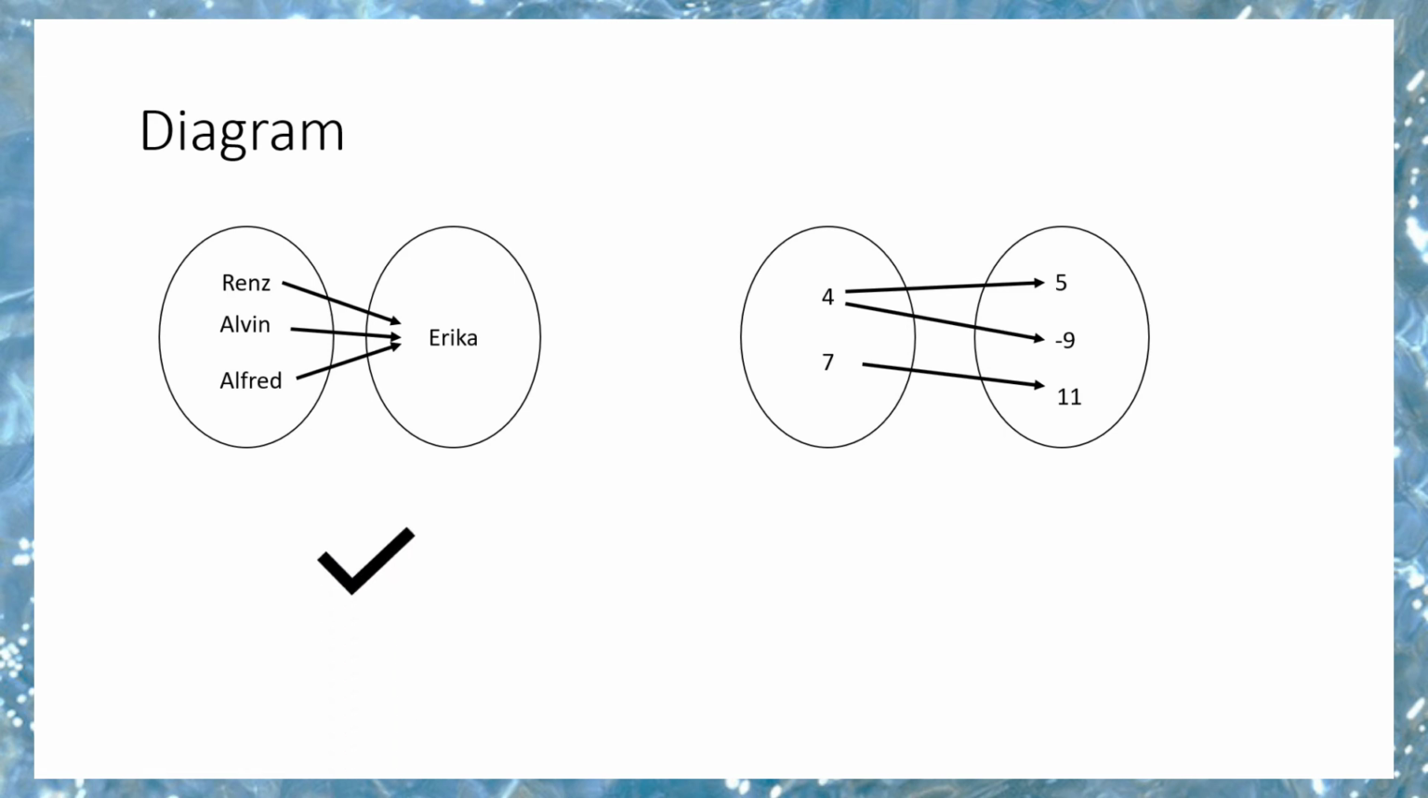While in diagram number 2, as you can see here, kung ililipat natin sila sa ordered pairs, we have here (4, 5), (4, -9), (7, 11). So, kung papansinin ninyo, naulit ng 2 beses si 4. So therefore, this diagram is not a function.